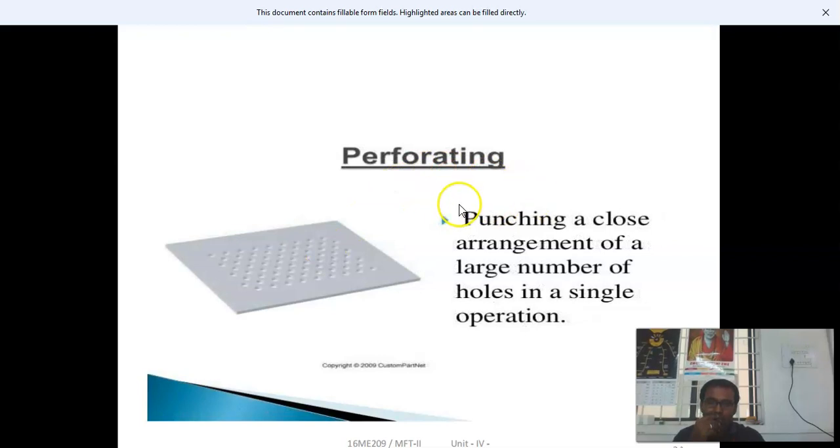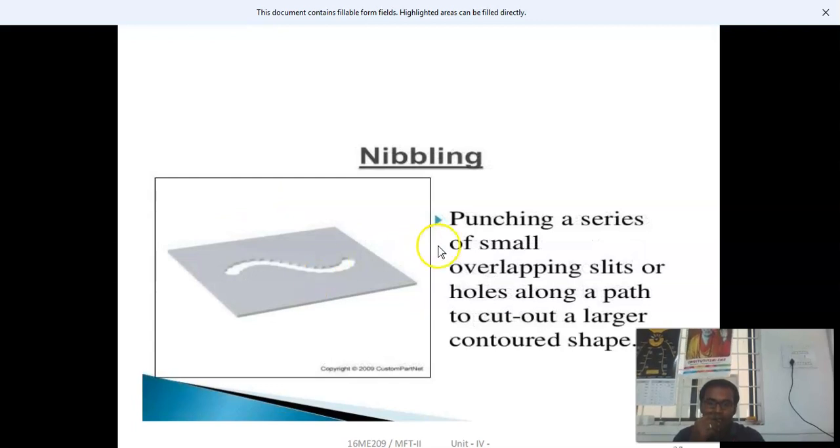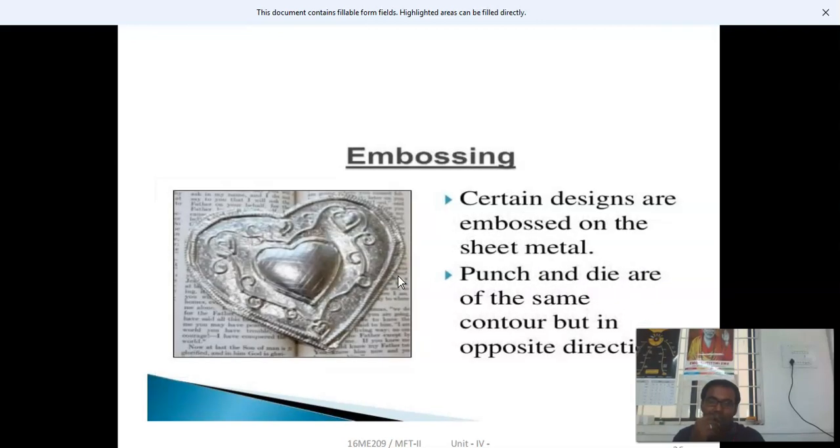Next one is perforating. As denoted in the figure, punching a close arrangement of a large number of holes in a single operation is known as perforating. Next one is nibbling. Punching a series of small overlapping slits or holes along a path to cut out a larger contour shape is known as nibbling. Next, embossing. Certain designs are embossed on the sheet metal, that means created or punched on the sheet metal. This process is known as embossing.